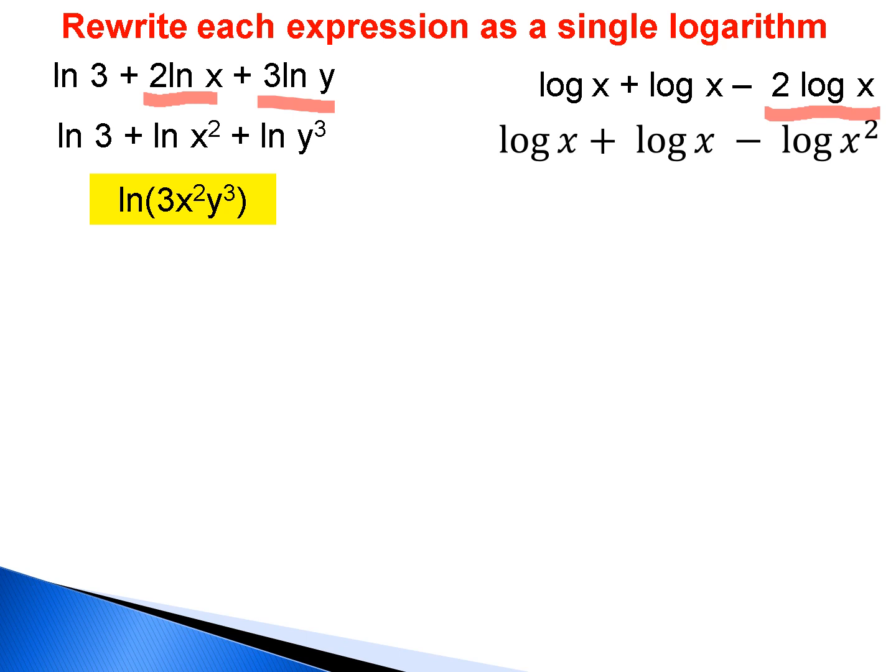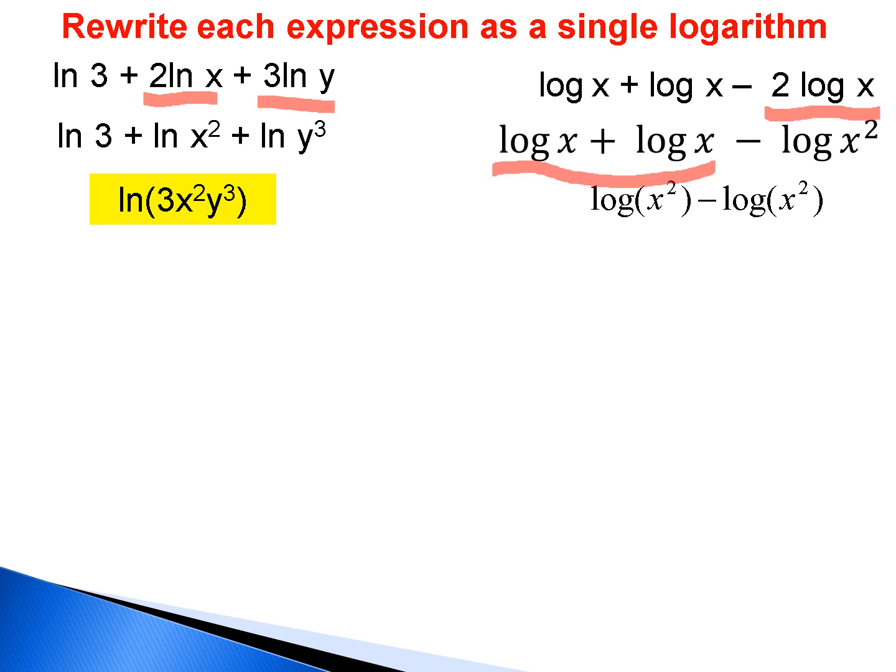Cool. Now I see that right here I have 2 logs that are being added. I apologize, that's a bad line. Let's try that again. Okay, so I have 2 logs that are being added. Okay, so to condense addition, we change that to a multiplication of the arguments. So I get log of x squared minus log of x squared. I know you're like, ooh, yeah, that's 0.